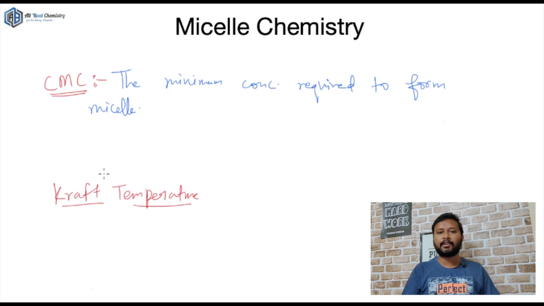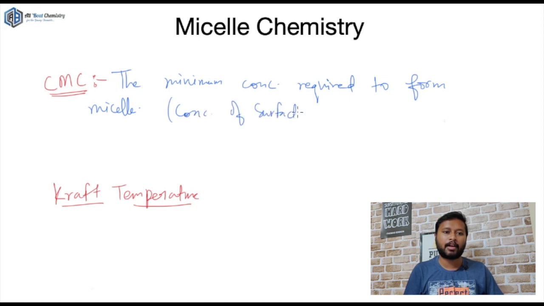It is the minimum concentration of the surfactant that is required. We are talking about the concentration of surfactant here. All these ions which are shown are surfactants. Like all your detergents, they come under this particular property.